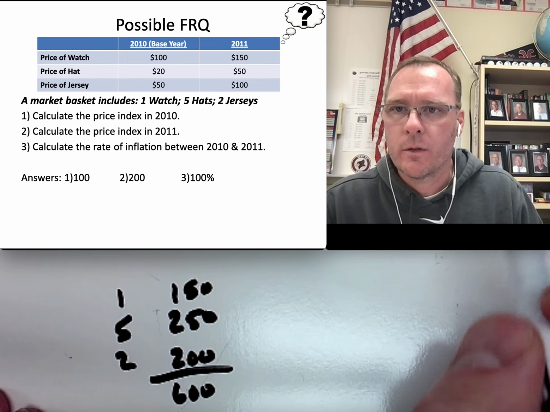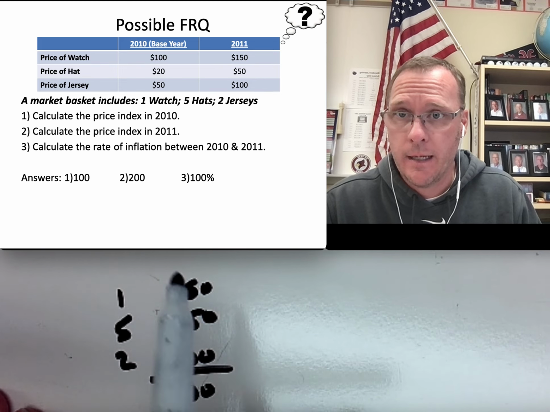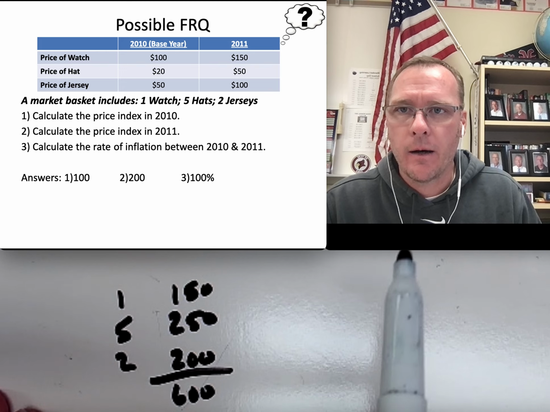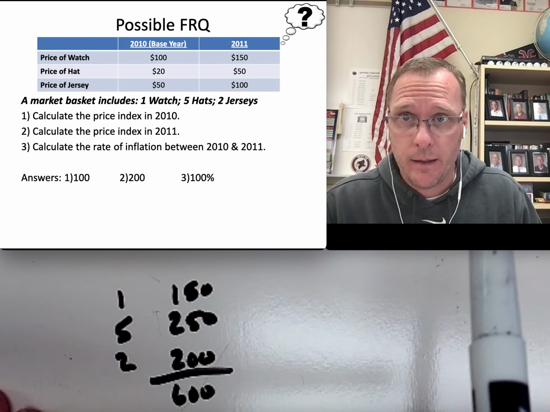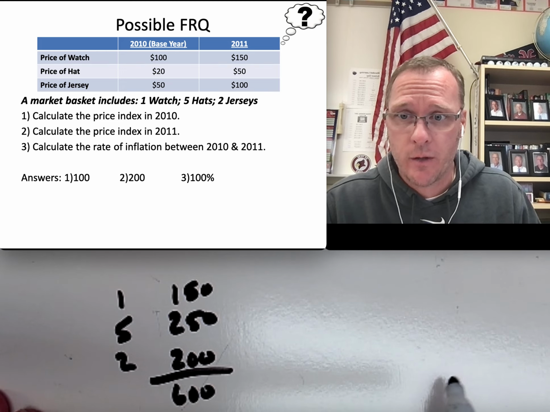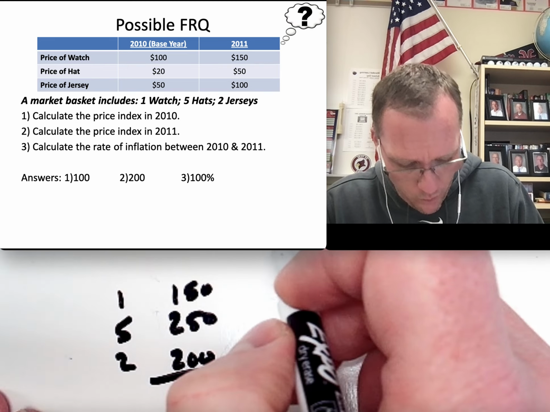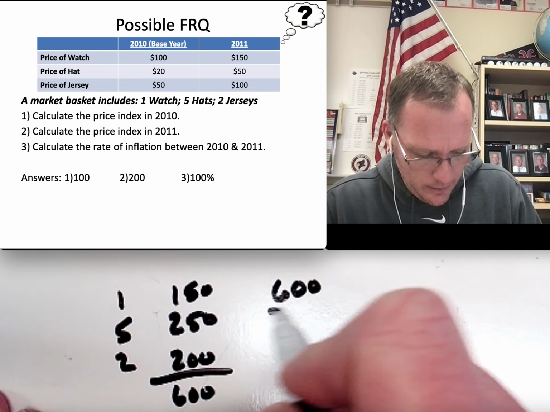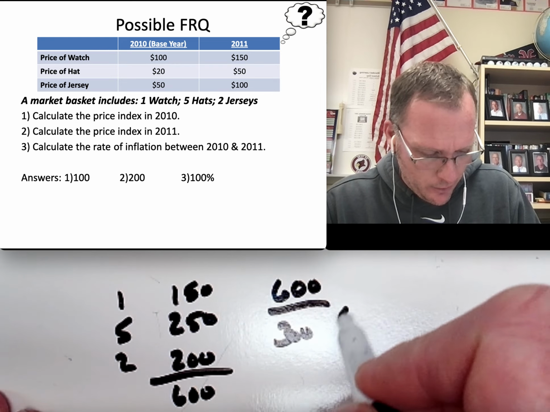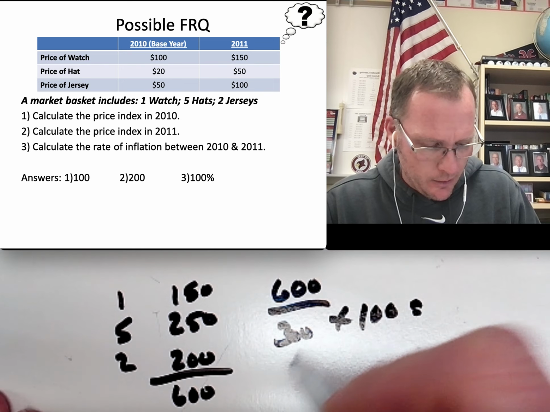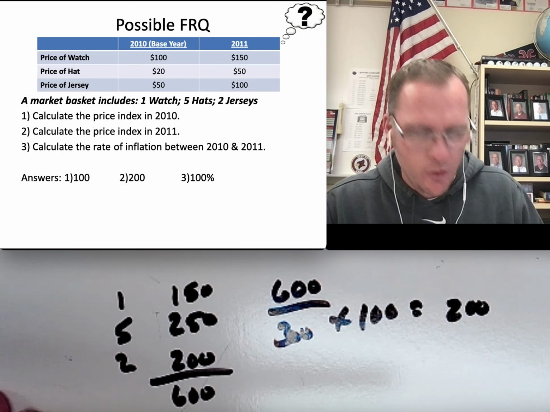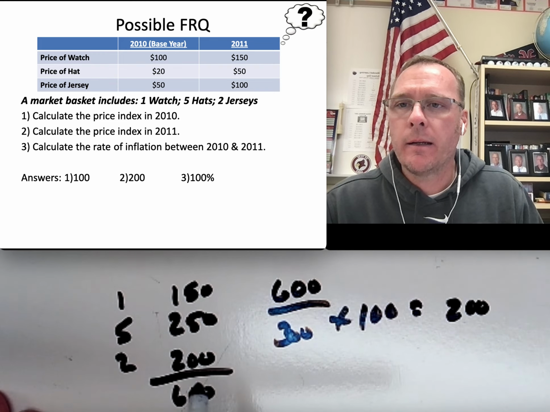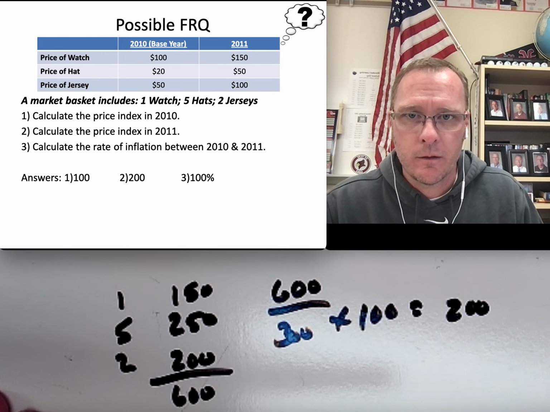And now to calculate out my price index, though, I have to say, okay, what is my second year divided by my first year, right? So I got to figure that one out, and I'm going to say, well, in this case, my second year is 600 divided by my first year of 300 times 100. This is going to be 200. Okay?